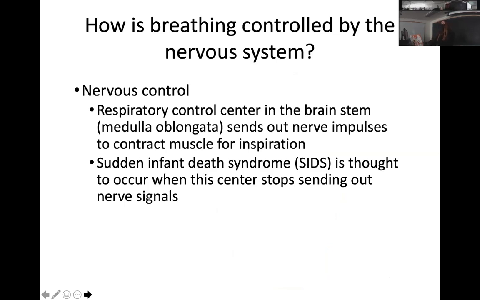Here's another bullet point about that. The control center in the brainstem is the medulla oblongata. Has anybody ever heard of that word before? Medulla oblongata. Maybe from a movie or a science class? Or both? Have you ever seen Studio C? I've heard of it. It's a comedy thing. Yeah, they did a skit where it was mentioned.